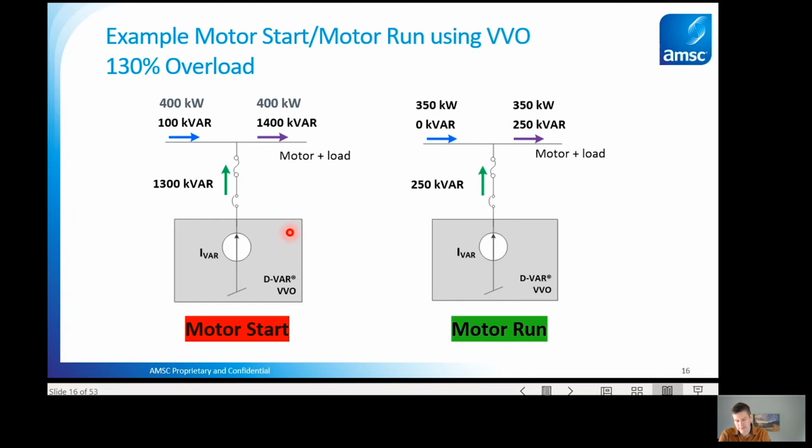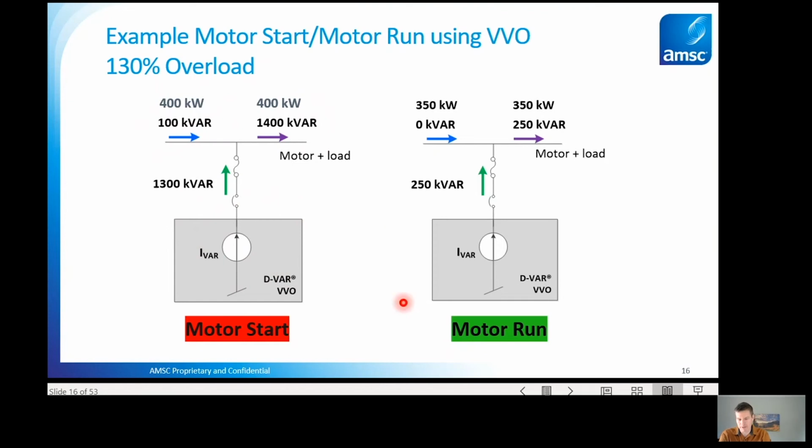Same concept, just in a single line format, to help clarify it. Here's a hypothetical motor that during startup is drawing about 1400 kVAR and 400 kilowatts, so again, dominated by that reactive power. The STATCOM is then automatically injecting its nameplate. In this case, with overload, it's actually topping out at 1300 kVAR. And then we've very nearly canceled all the VARs seen by the utility. So that's during the motor start event, where we're trying to cancel those VARs to prevent that problem.